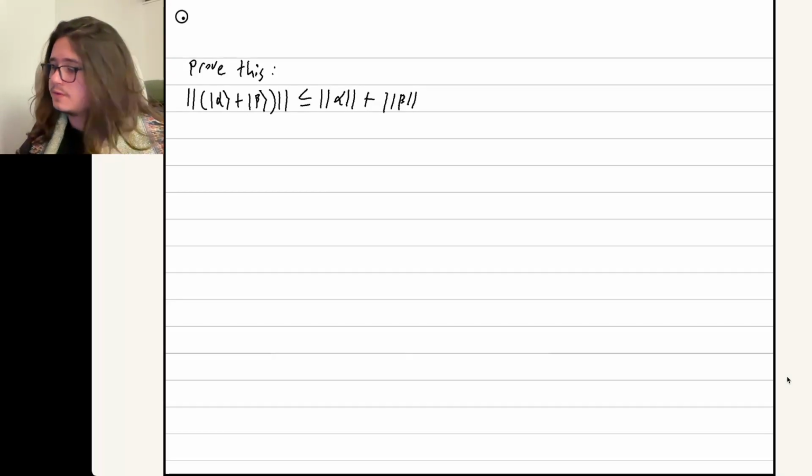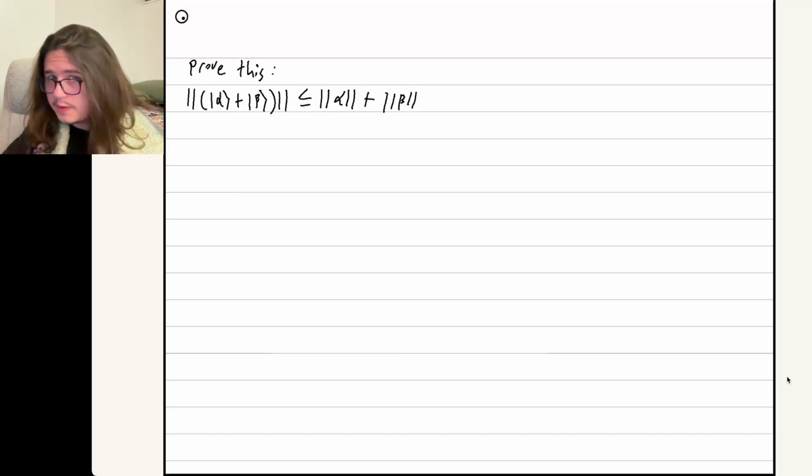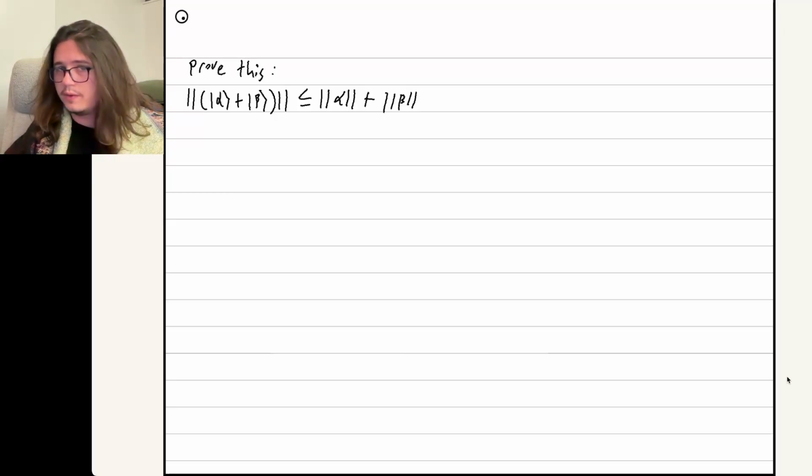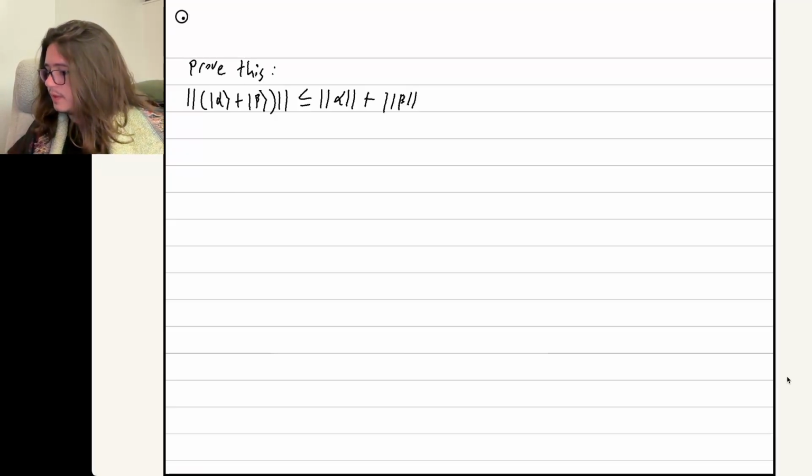Alright, silly people, here's the situation. We're going to be trying to prove the triangle inequality using what we've learned from inner products. That is just that the norm of two added vectors, alpha plus beta, is less than or equal to the norm of alpha plus the norm of beta, right?